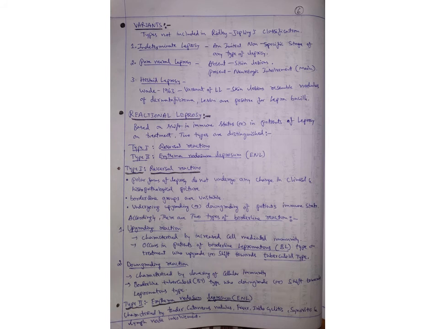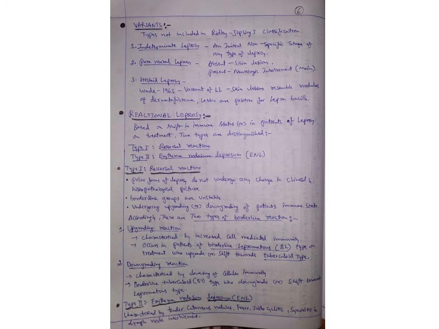Indeterminate leprosy is an indistinct, non-specific stage of any type of leprosy. Pure neural leprosy is absent in skin lesions, whereas nerve involvement is the main feature. Histoid leprosy is a variant of LL; skin lesions resemble dermatofibroma nodules and are positive for lepra bacilli. Then reactional leprosy: based on shifts in the immune state in patients of leprosy and on treatment, 2 types are distinguished, type 1 and type 2. Type 1 is reversal reactions, whereas type 2 is erythema nodosum leprosum, ENL.